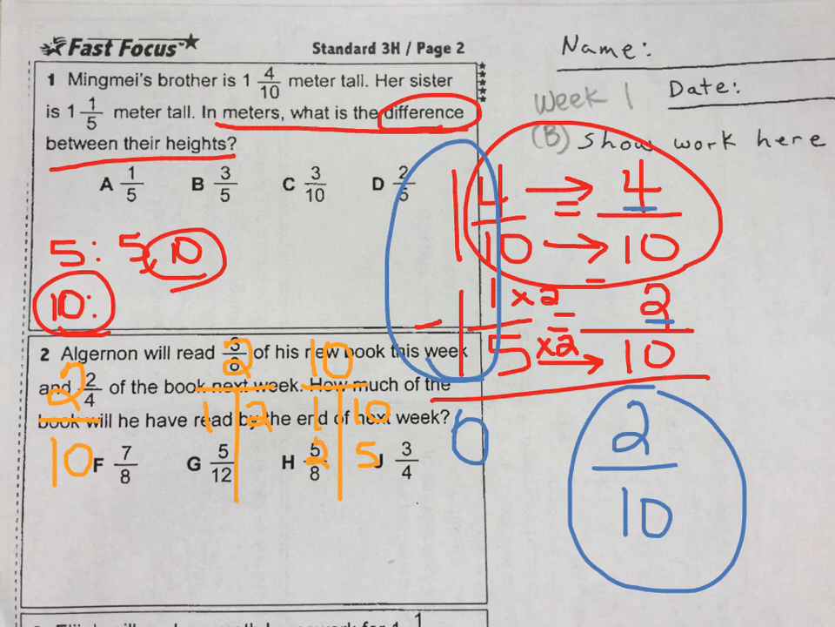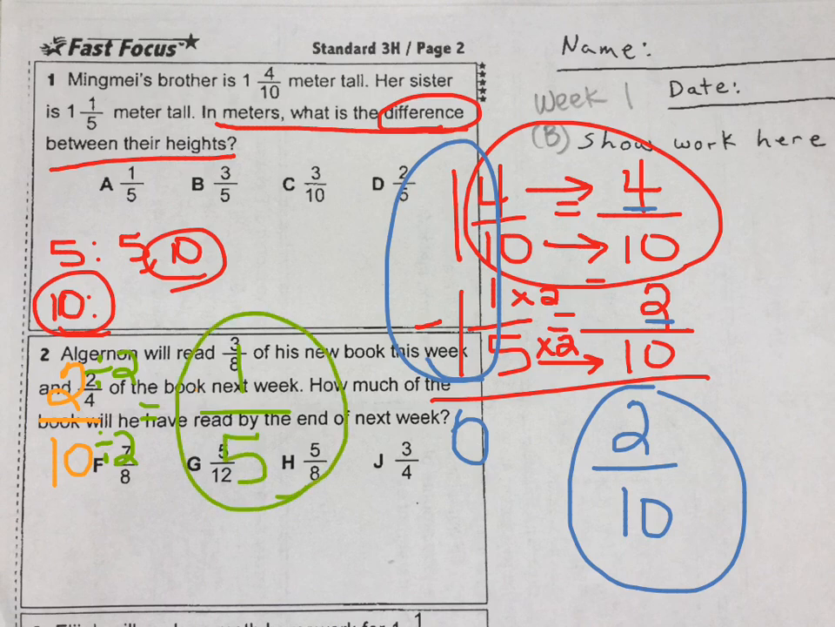So to reduce it, we look for the greatest common factor. That's the biggest number that they both have in common. They both have a 1, and they both have a 2. The biggest number they both have in common is 2. So we're going to take 2/10, and divide the numerator by 2 and the denominator by 2. So 2 divided by 2 is 1. 10 divided by 2 is 5. So my answer is 1/5. So that's how you would do number 1.